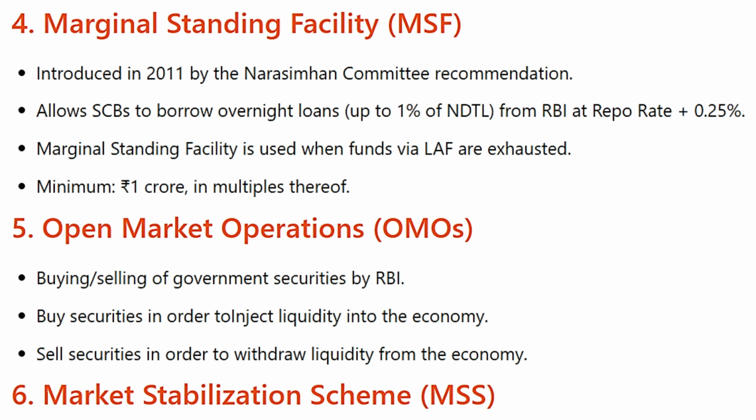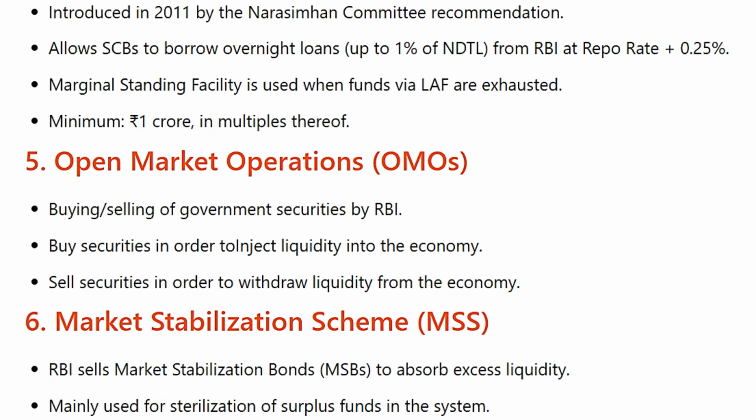5. Open Market Operations, OMOs. Buying/selling of government securities by RBI. Buy securities in order to inject liquidity into the economy. Sell securities in order to withdraw liquidity from the economy. 6. Market Stabilization Scheme, MSS. RBI sells market stabilization bonds, MSBs, to absorb excess liquidity. Mainly used for sterilization of surplus funds in the system.